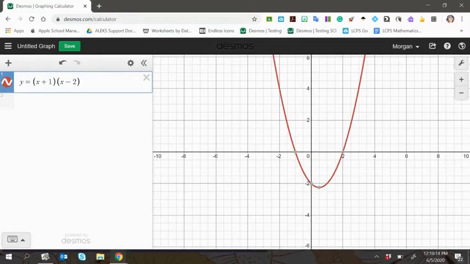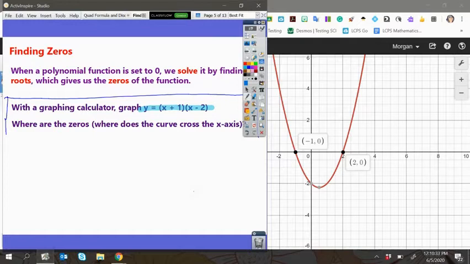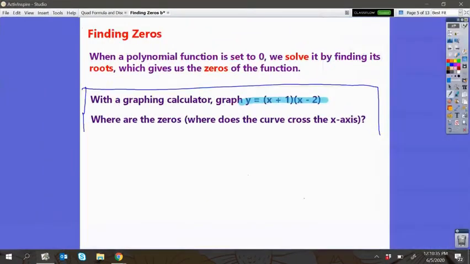Here we have our graph of this function, and we see that it is a parabola. That makes sense because if I were to distribute this problem here, it would give me an x squared, so it's a quadratic, and I see that it has two zeros at -1 and 2. Now let's look back at our original problem. Remember that our zeros were -1 and +2.